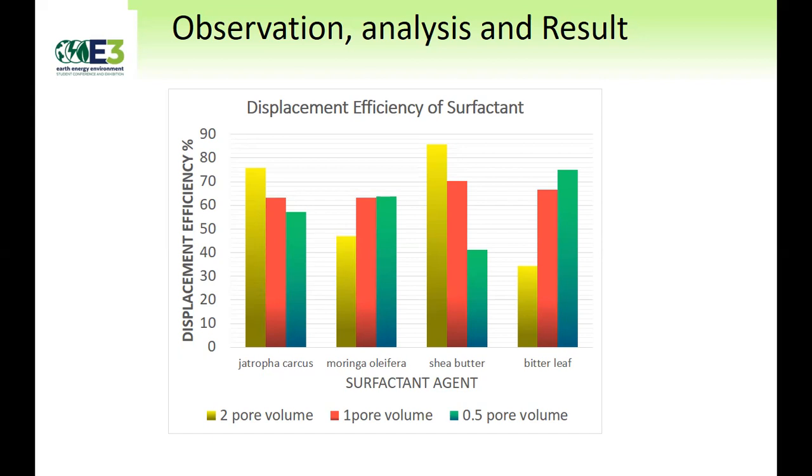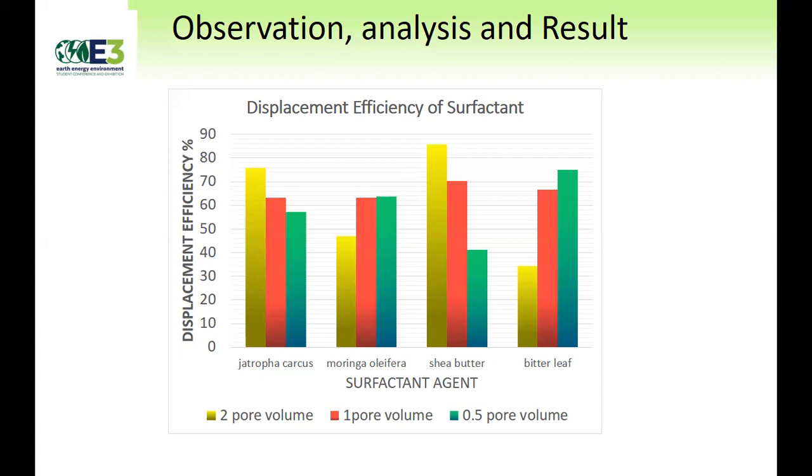Also Moringa oleifera performed more with a 0.5% pore volume. The shea butter on its own has also the same trend as the Jatropha curcas, having more of the pore volume at the higher ends. Now, we also looked at bitter leaf. The bitter leaf result was showing that yes, there is greater efficiency in the 0.5 pore volume.